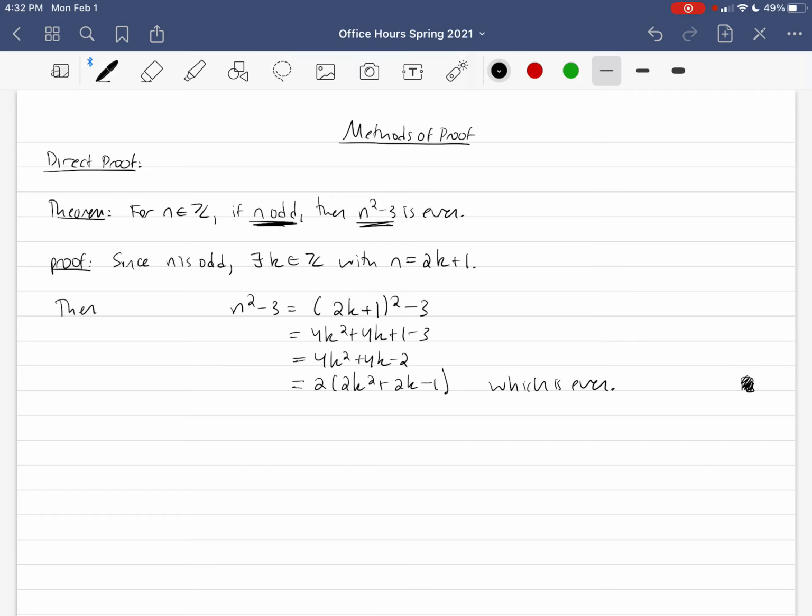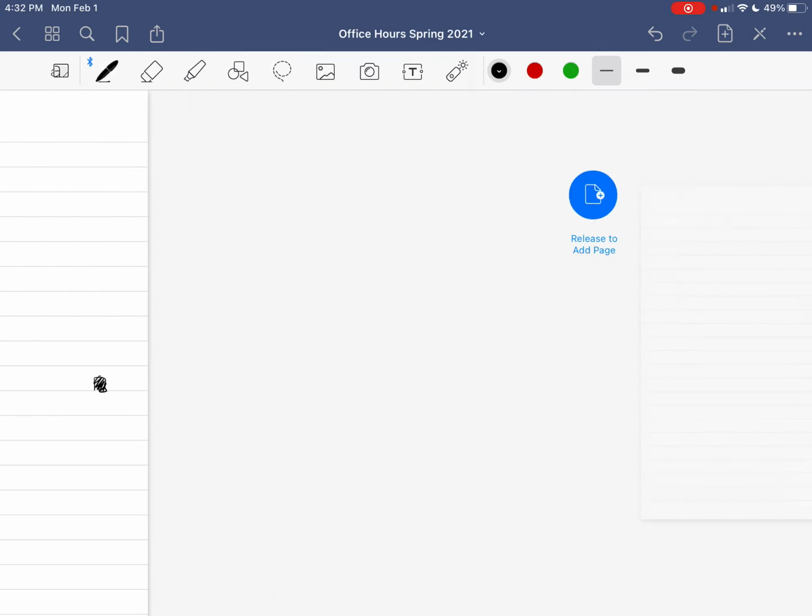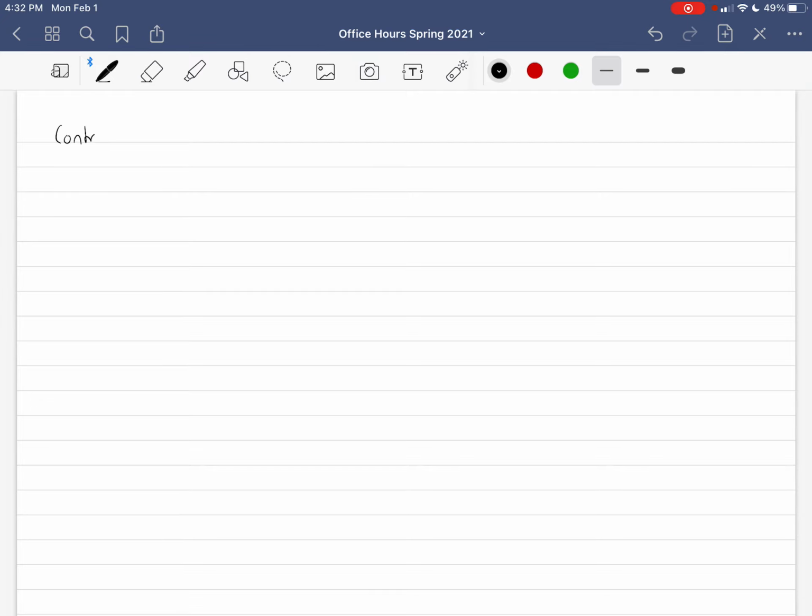My next method of proof is also a direct proof, only I'm not going to prove the statement as written. Instead, I'm going to prove the contrapositive. So I'll remind you, if you have a statement P implies Q, the contrapositive is not Q implies not P, and they are logically equivalent. Why would we do this? Well, because sometimes it is significantly easier to prove things this way.